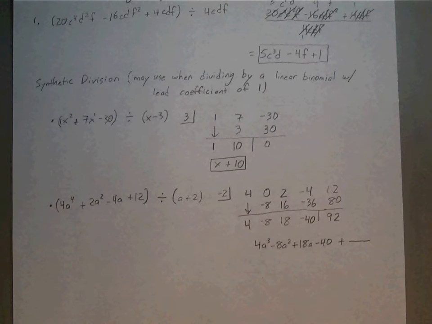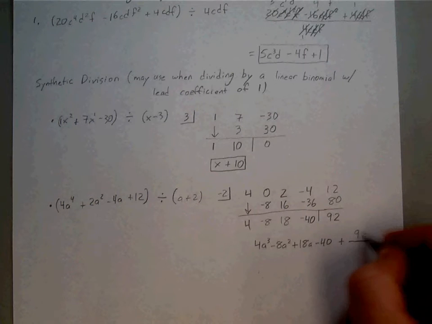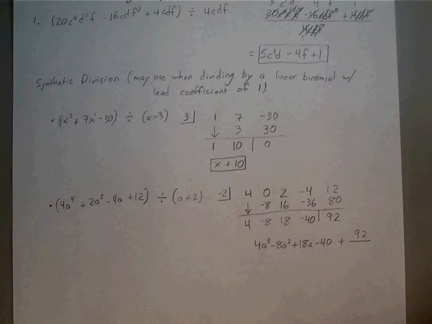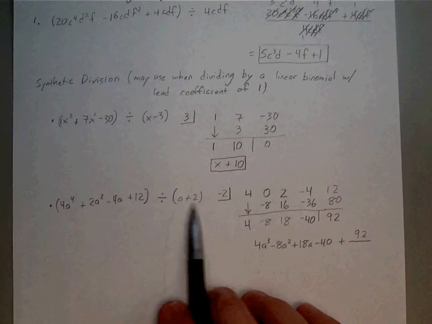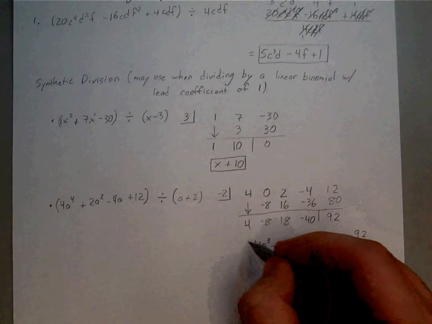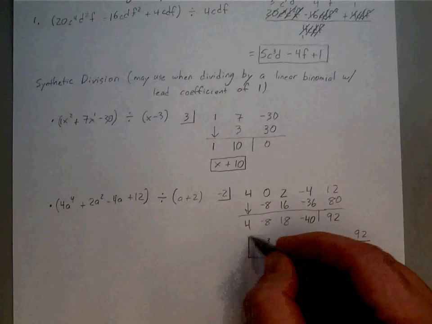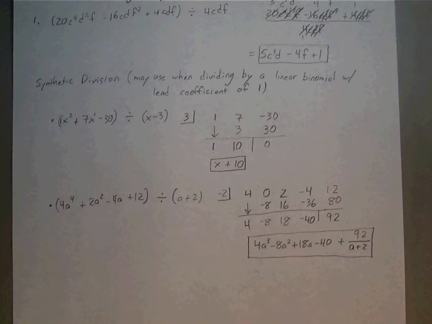So for the remainder, I'm going to write a fraction, just like we did with long division. Put the remainder in the numerator, 92. In your denominator goes your divisor, which was what we divided by, a plus 2, not the negative 2 in the box, but the actual factor, a plus 2. So there's the answer to that problem.